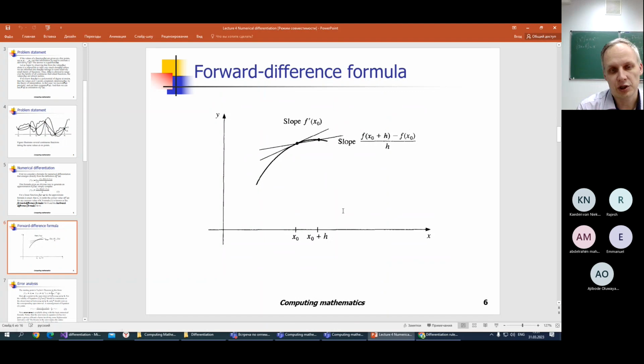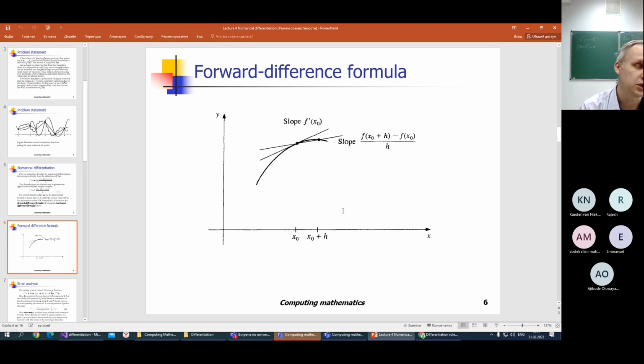This picture illustrates this formula. Again, let's recall the first lesson where we discussed the geometric meaning of the first derivative. The geometric meaning of the first derivative is the slope of the tangent line.